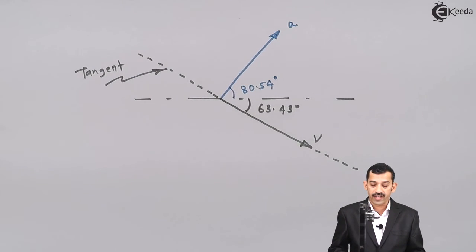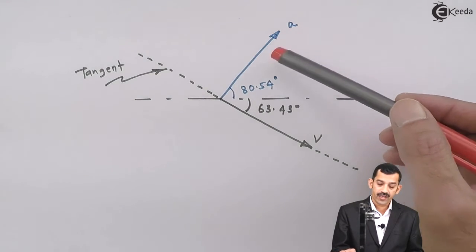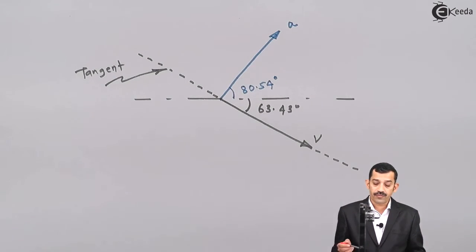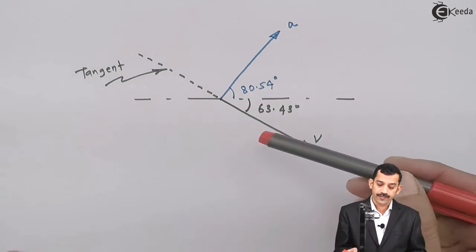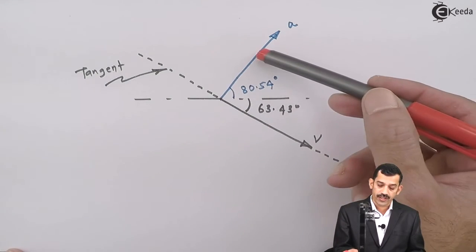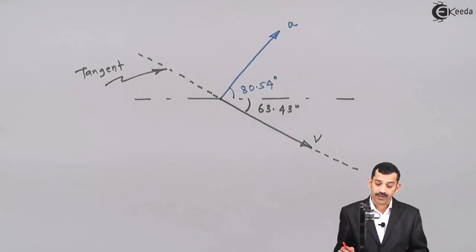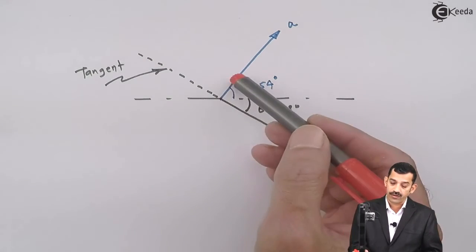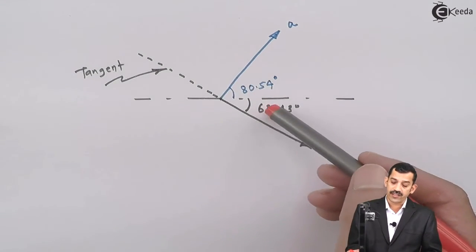To find out AT and AN, we'll resolve these. The acceleration you are getting is the resultant acceleration. If we resolve acceleration along velocity, that means along tangent, we will get the tangential component of acceleration. If we resolve it perpendicular to velocity, that means along normal, we will get the normal component of acceleration. Now how will we resolve? You must know the inclination of acceleration with this velocity. You know this angle is 63.43.